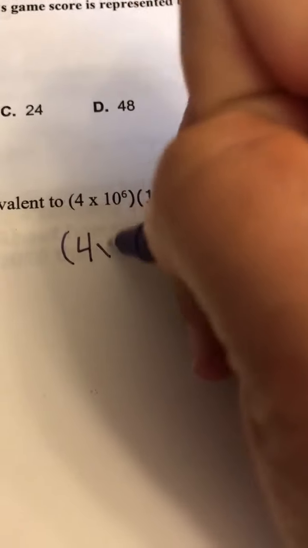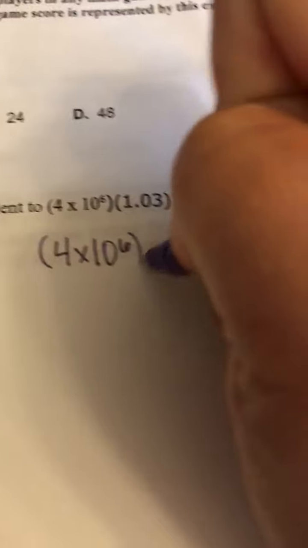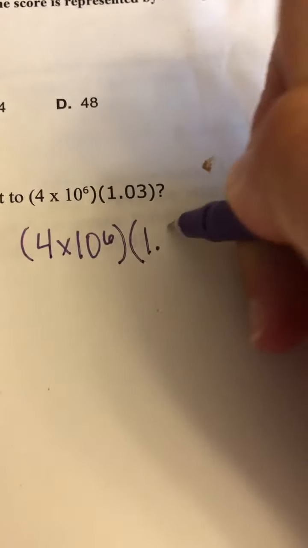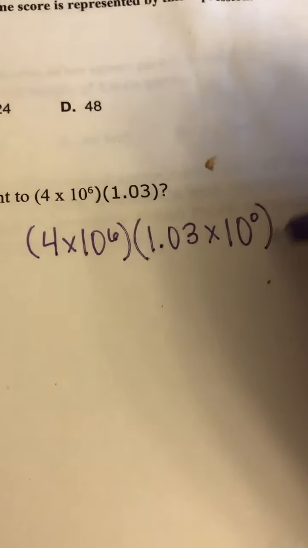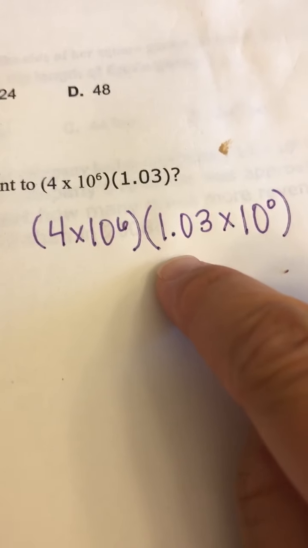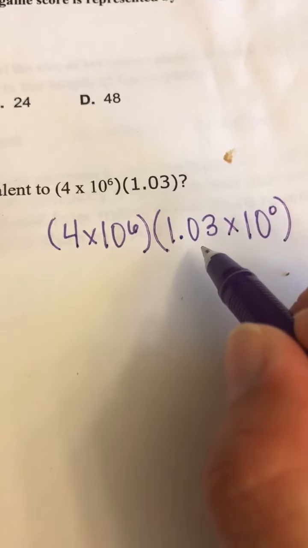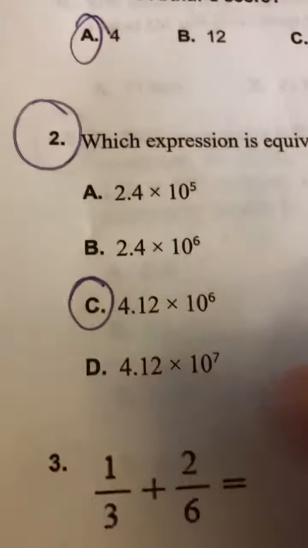And again, you could also have done 4 times 10 to the 6th. That would be the same as multiplying it times 1.03 times 10 to the 0, because your first number is already a number between 1 and 10. And you would just multiply the first numbers and add your exponents, and you would still get C. I'm going to skip around a little bit.